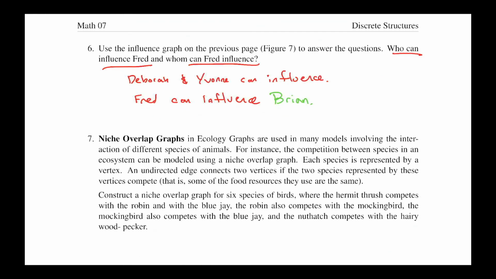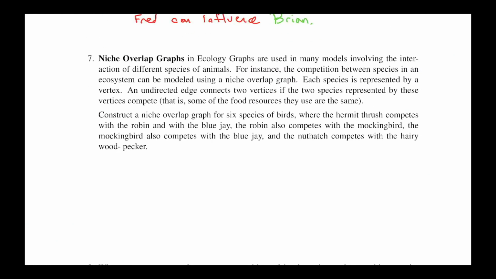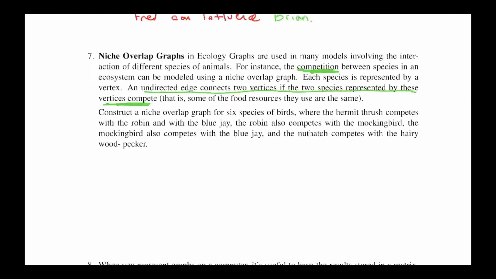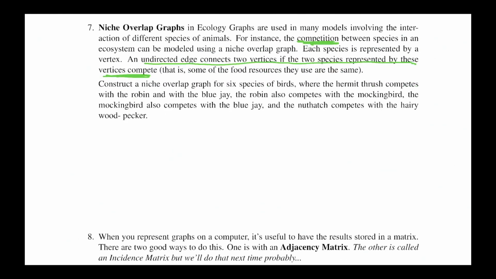Not a lot. We've got one more type of graph here, niche overlap graphs. These are graphs that keep track of things like competition between species in an ecosystem. So an undirected edge connects two vertices if two species compete, like they compete for some kind of food. I just copy pasted this from the homework, I believe. That's actually why there's weird spacing there.